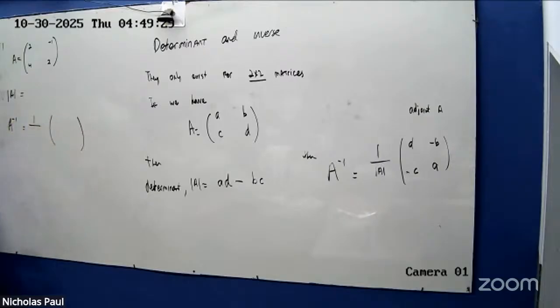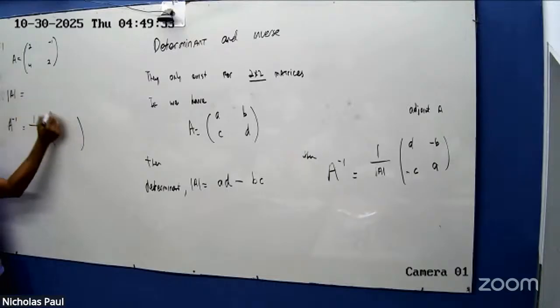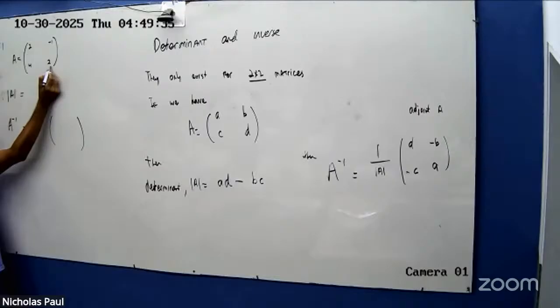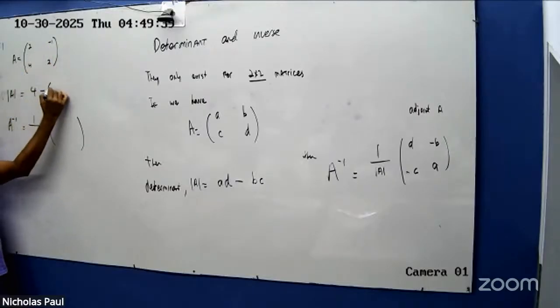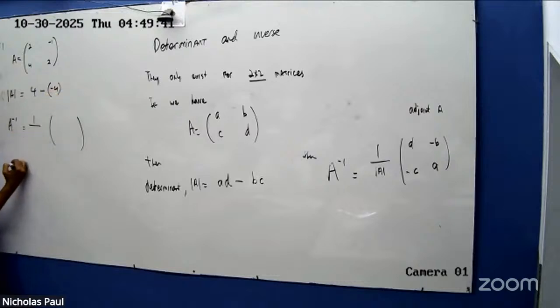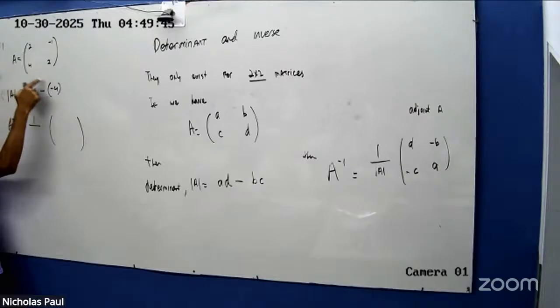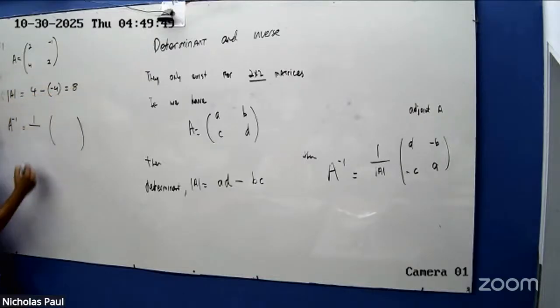All right, first things first, the determinant. How do we get the determinant? We multiply 2 by 2, which is 4, minus 1 by 4, which is minus 4. Then we minus the 2 values and we get 8.